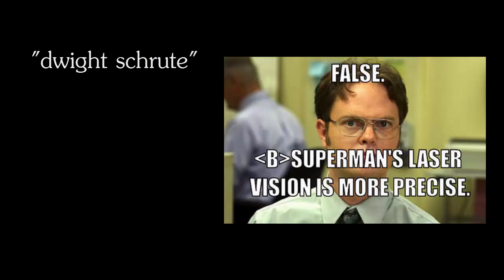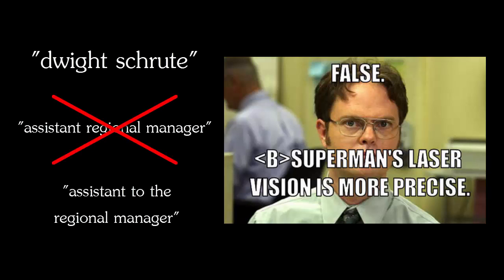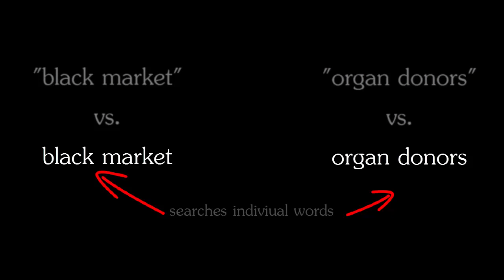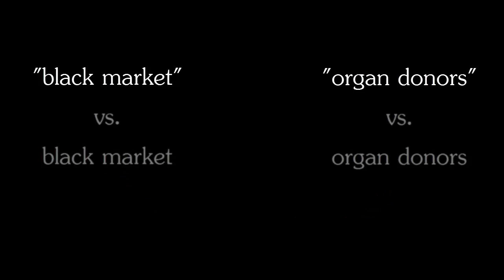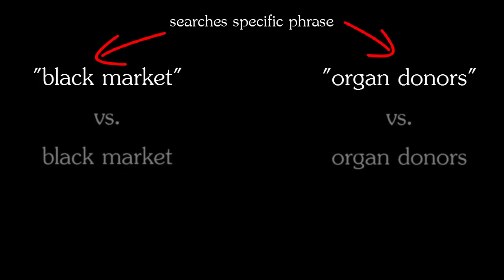Another option is using quotation marks to add precision. Writing organ donors in quotes instead of organ donors without quotes, or black market in quotes instead of black market without, can make a difference depending on the database you're using. And it's a good tip to have in mind if you need more exact phrasing, since it will force the database to look for the phrase rather than the individual terms.